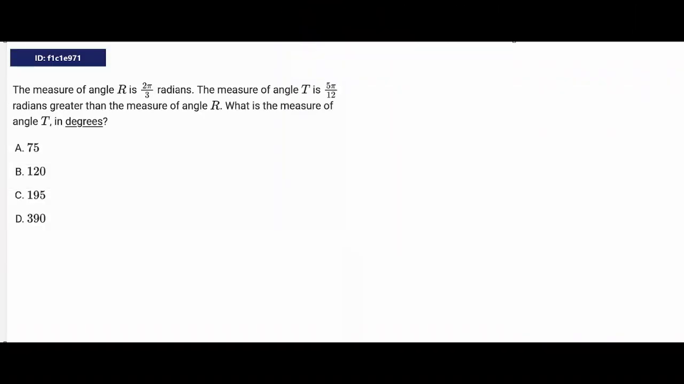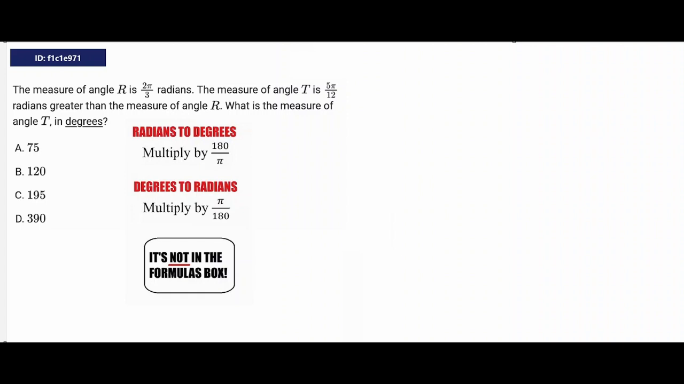This one's a medium SAT geometry problem. And the first thing to know is that it's a little bit tricky because it's about radians. Radians are not in the SAT formulas box. It's something that you're just going to have to memorize. If you want to go from radians to degrees, you multiply by 180 over pi. If you want to go from degrees to radians, you multiply by pi over 180.